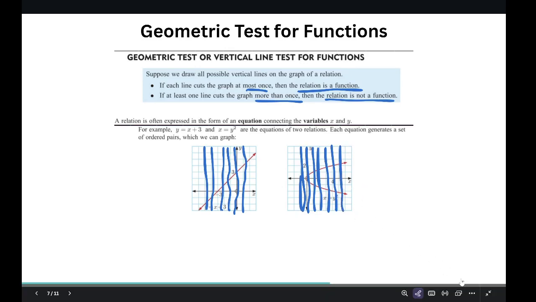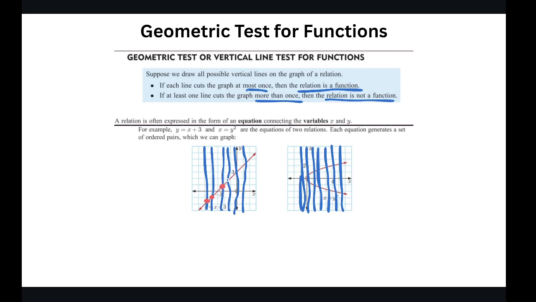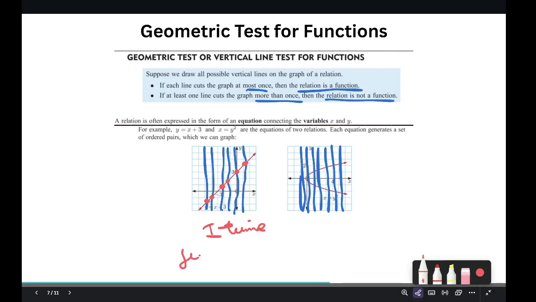Yeah, so I've drawn most of the vertical lines. Now I'm going to mark where they cut the graph. My vertical lines are cutting here, here, here, and here. So you can see that in this graph, every single vertical line cuts the graph only once, at most once. That's what it says over here, right? If each line cuts the graph at most once, then the relation is a function. So this can be classified as a function.